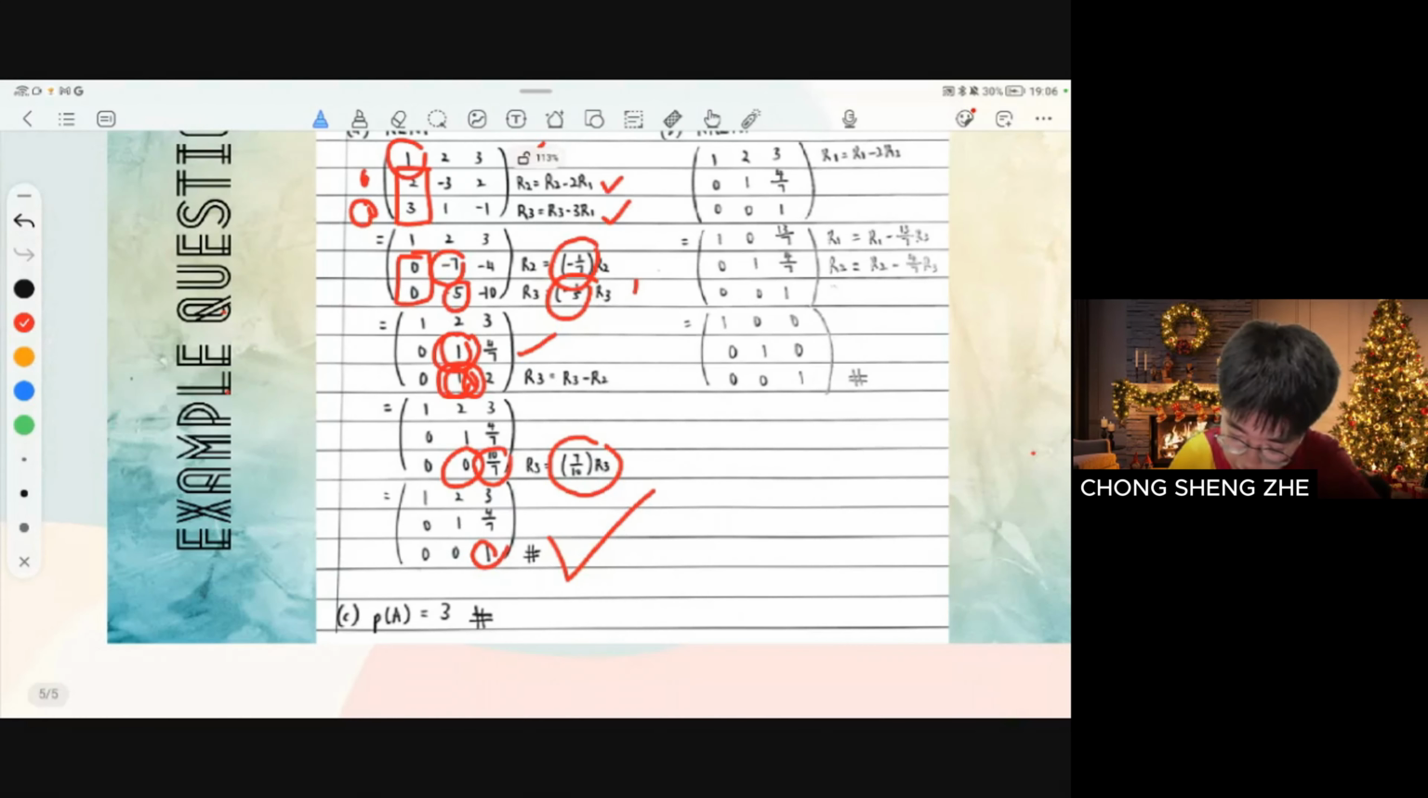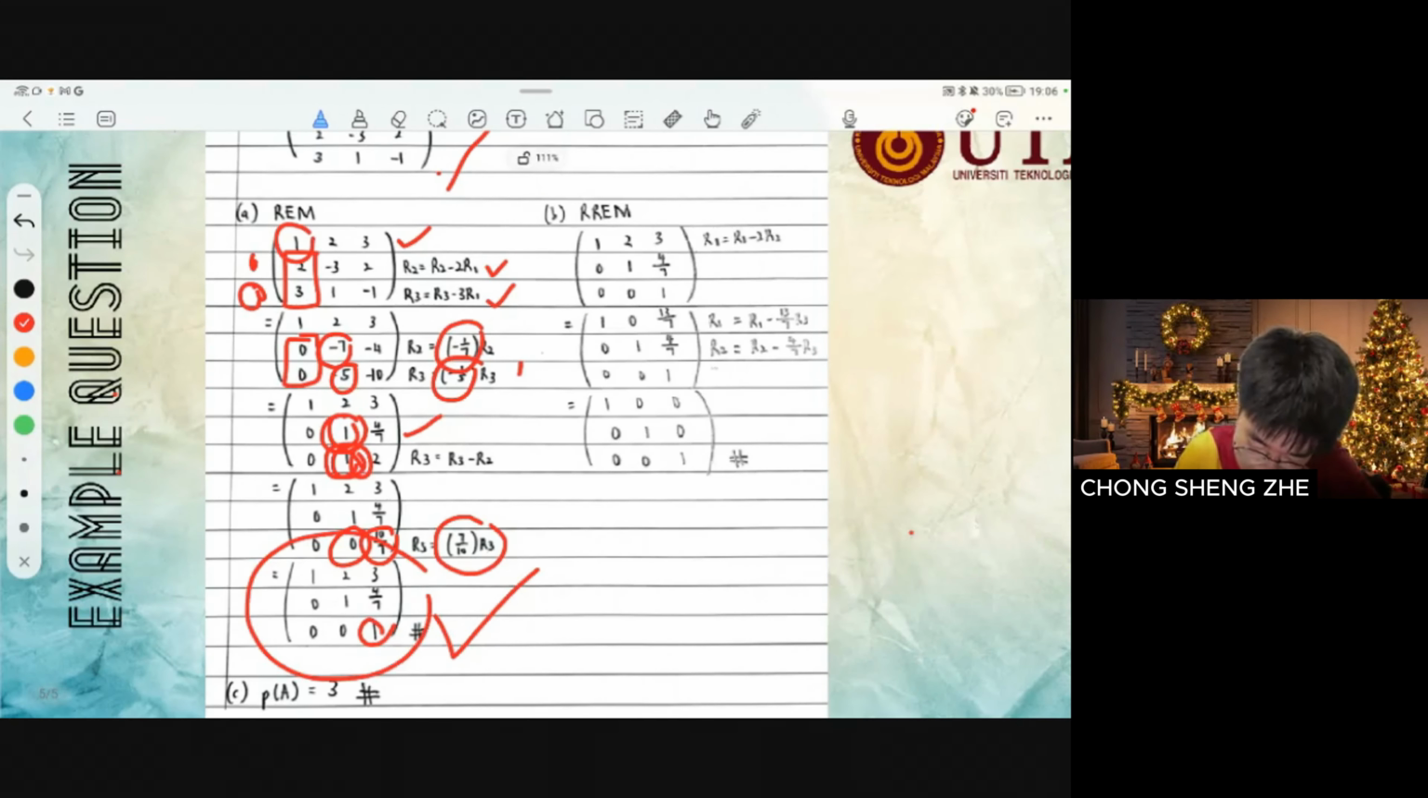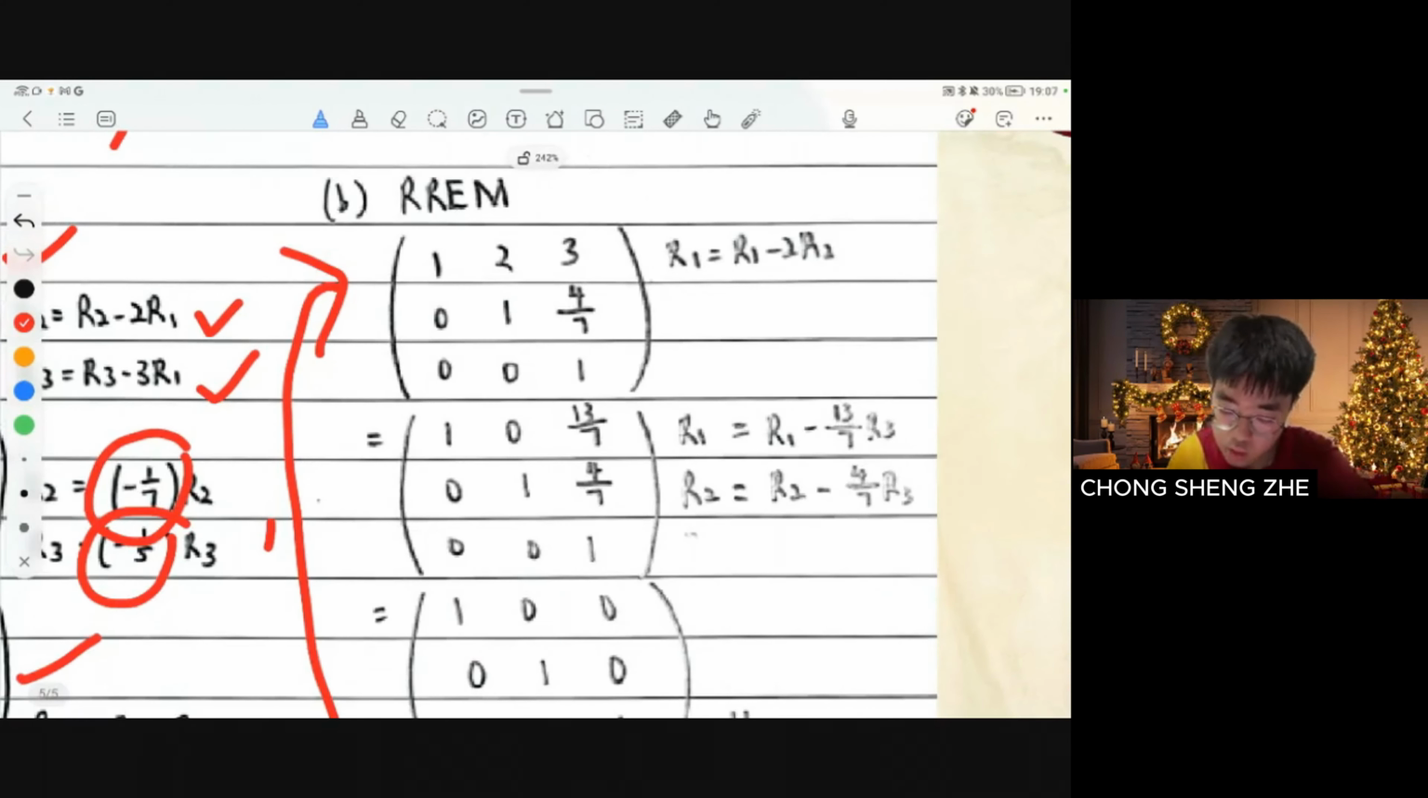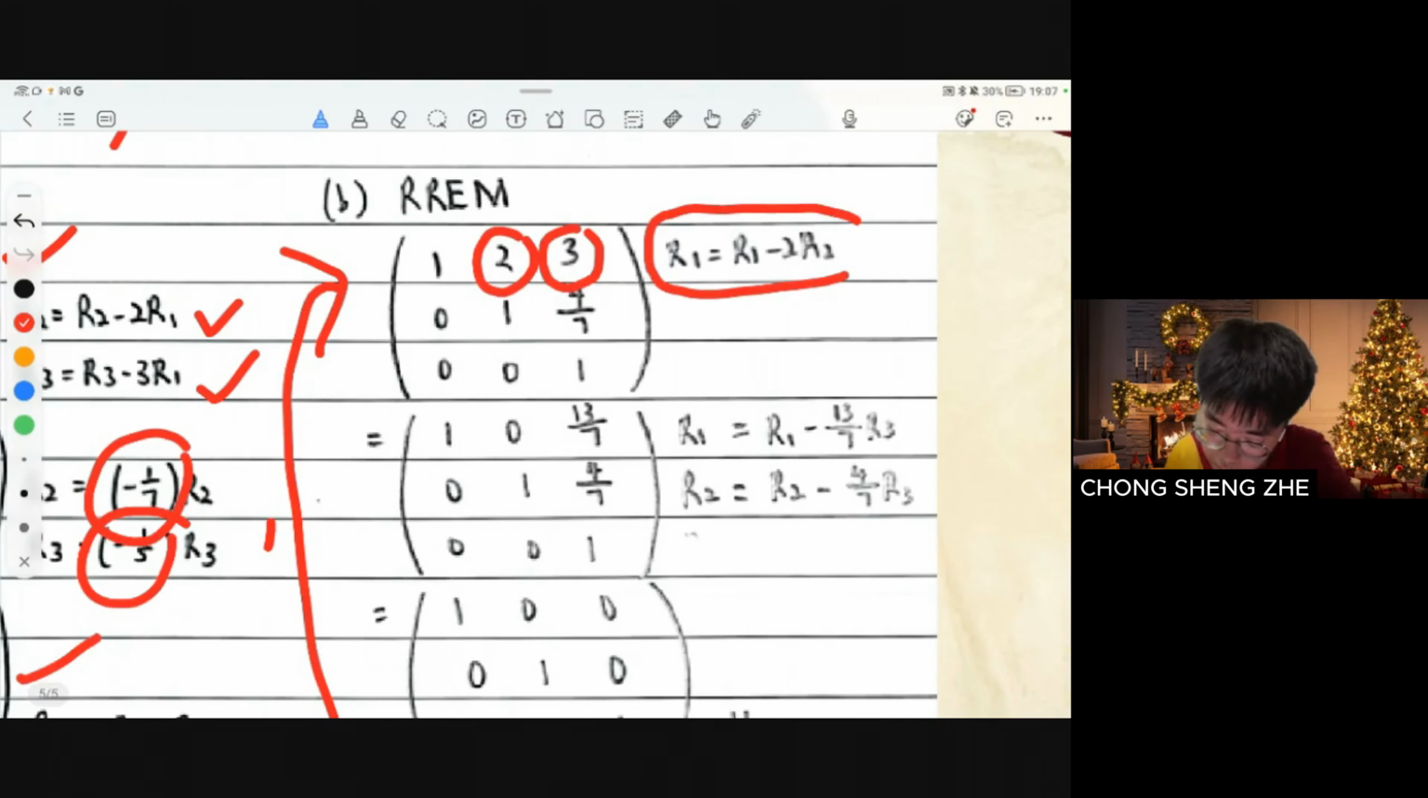Next, RREM. We just take the result from REM and put it here. For RREM, we just need to remember the additional property, which is that the column of the leading one will have 0 everywhere else. So we need to change this one and this one to become 0. First, we perform this operation, which is 2 minus 2 times 1, to get 0 here. After we perform the operation, we get 0 in the first of this column.